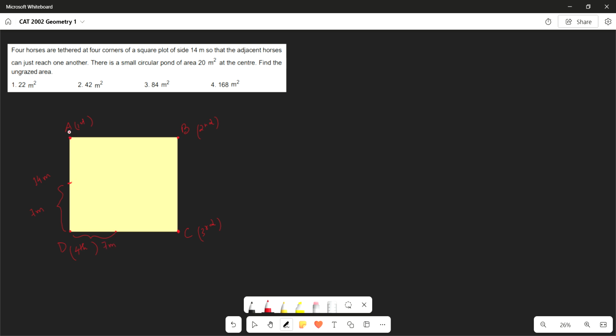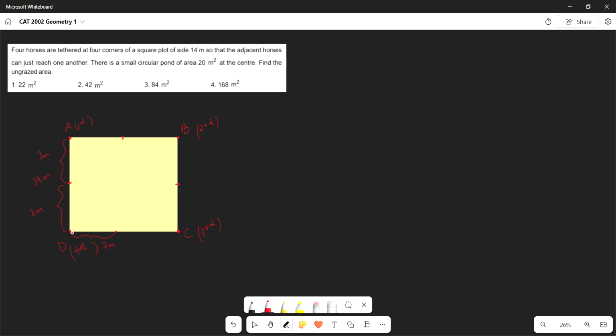Now, similarly, if the horse at A is also tied with a rope of length 7 meters, the horse will also be able to cover this distance of 7 meters, and the two horses A and D will just reach or meet each other. So the length of the rope that must be used should be 7 meters, and this will apply to all the horses. So this will be the midpoint, this will be the midpoint.